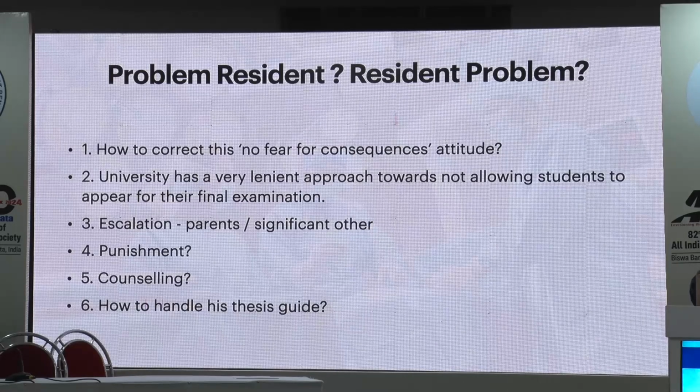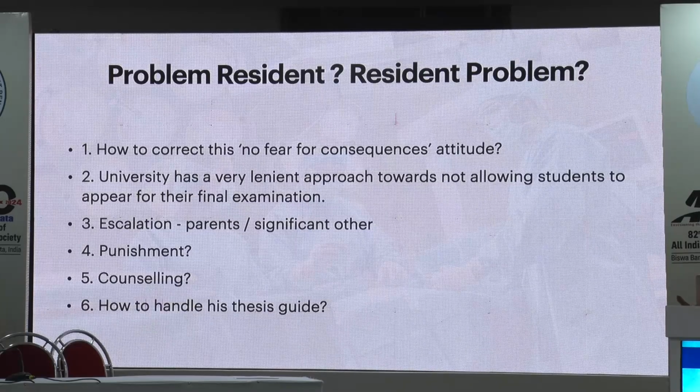One of the punitive things that we can use is to let them know that you're not going to be able to complete your university board exams. You'll not appear for the exams or give your final theory exam. But the medical school, the medical college and the university has a very lenient approach, which is documented on paper, saying you cannot fail a student and make them not appear for their final examination, so that sword hanging over their heads is also no longer there.